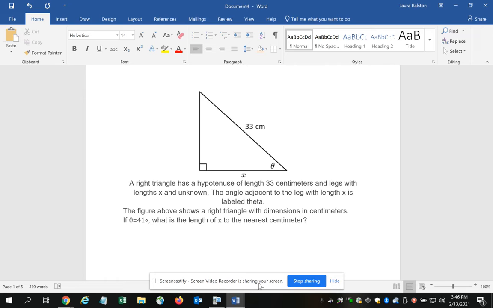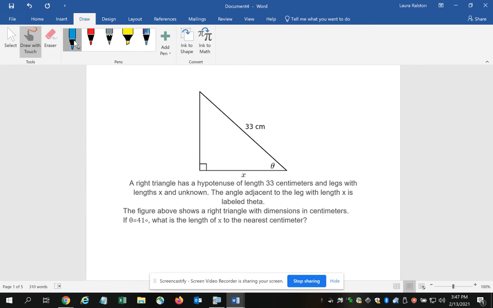This question from Newton reads: a right triangle has a hypotenuse of length 33 centimeters and legs with lengths x and unknown. The angle adjacent to the leg with length x is labeled theta. The figure above shows a right triangle with the dimensions in centimeters. If theta equals 41 degrees, what is the length of x to the nearest centimeter?